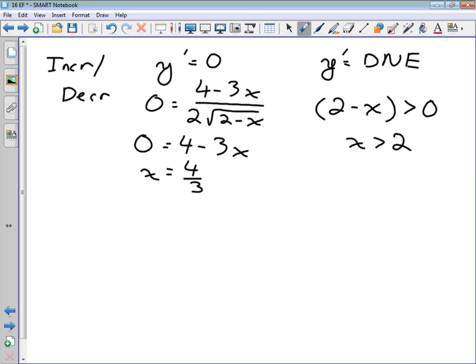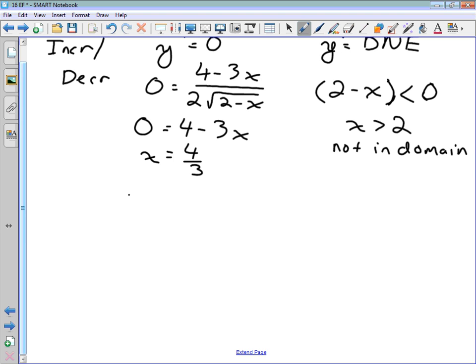No, wait. Sorry, this should have been the other way around here. It's not going to exist if the argument under the square root is less than 0, which tells us that it's not going to exist anywhere where x is greater than 2, but none of these x values are in our domain. So we're safe. So we have one critical point, x equals 4/3.